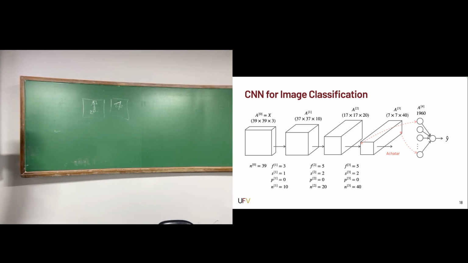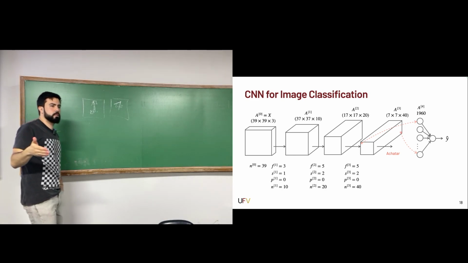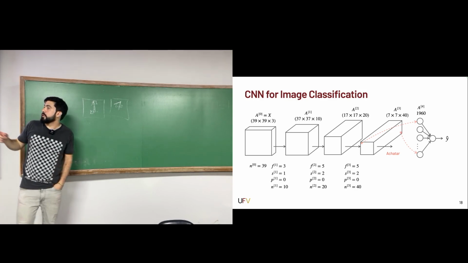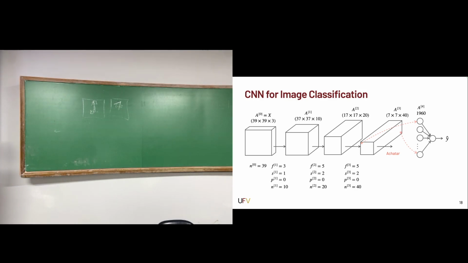And then let's assume that this first arrow here represents one convolution layer. And in this convolution layer, I have a filter size of f equals 3, right? I have a stride of 1, padding of 0, and here 10, so N1, remember from the previous slide, this is the number of filters in this layer.